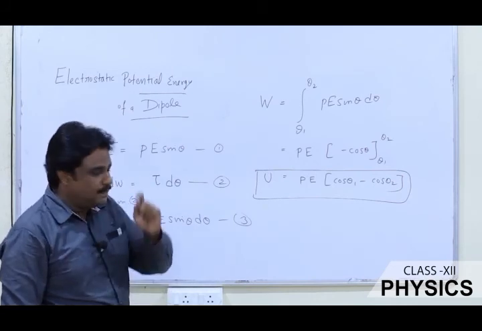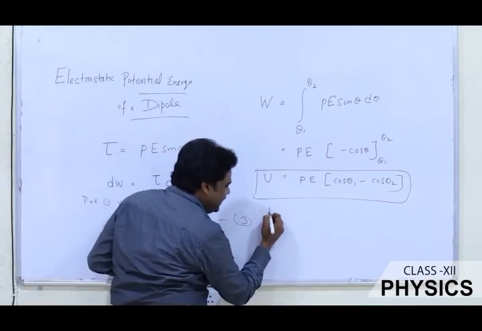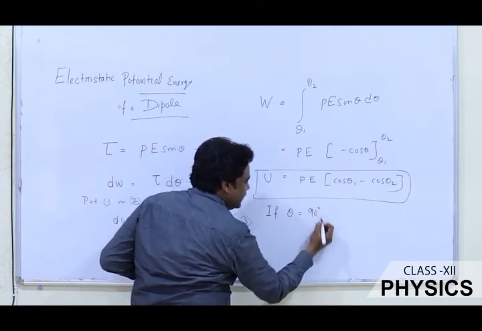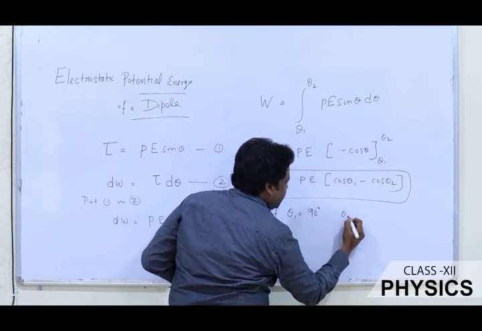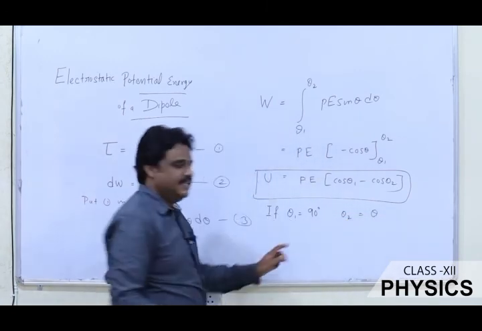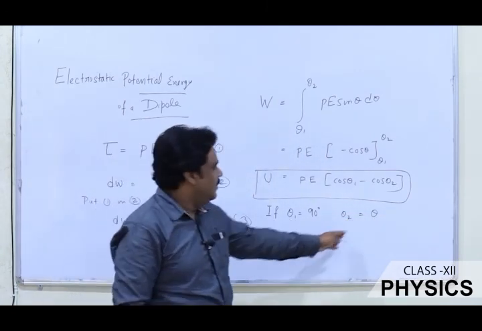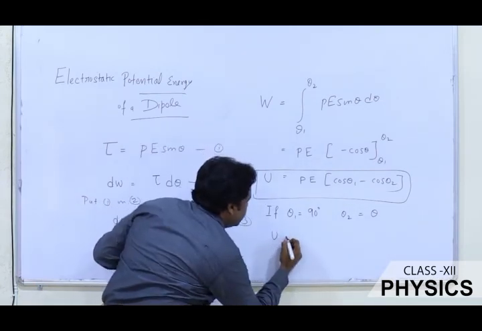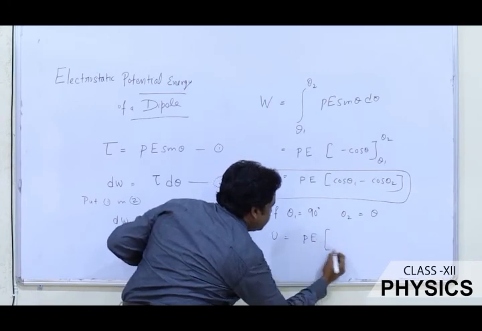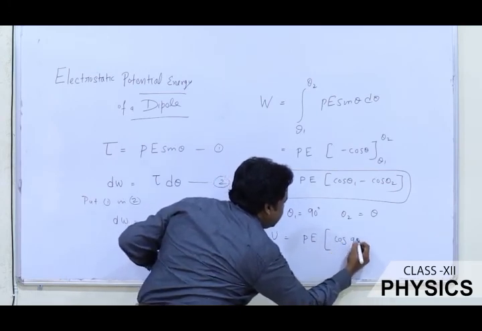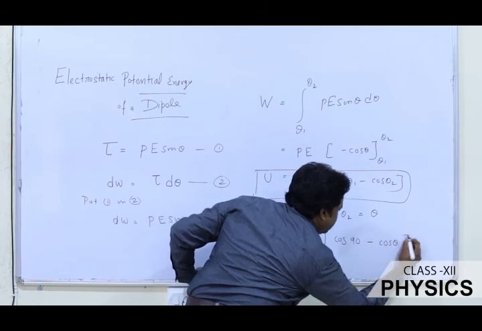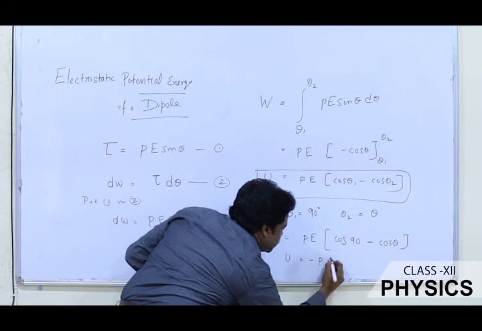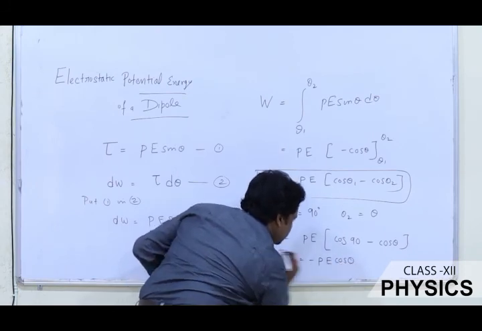Now we are going to have a sub case. What is the case? Initially, I assume the dipole was perpendicular, that is 90 degrees. Later, it is turned through an angle theta. So initially the orientation was perpendicular, and after that, theta 2 becomes theta. Put it back. So I am getting U is equal to pE (cos 90 minus cos theta). Cos 90 is 0, so it becomes minus pE cos theta. This is the magnitude form.